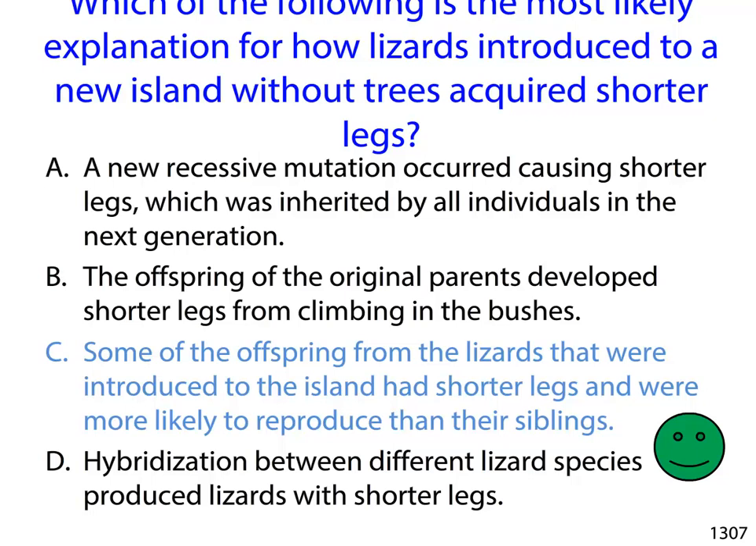C, some of the offspring from lizards introduced to the island had shorter legs, were more likely to reproduce than their siblings. Ooh, that one sounds pretty promising. And D, hybridization between different lizard species produced lizards with shorter legs. Nah, once again, not really. So the answer here that should make sense is choice C.